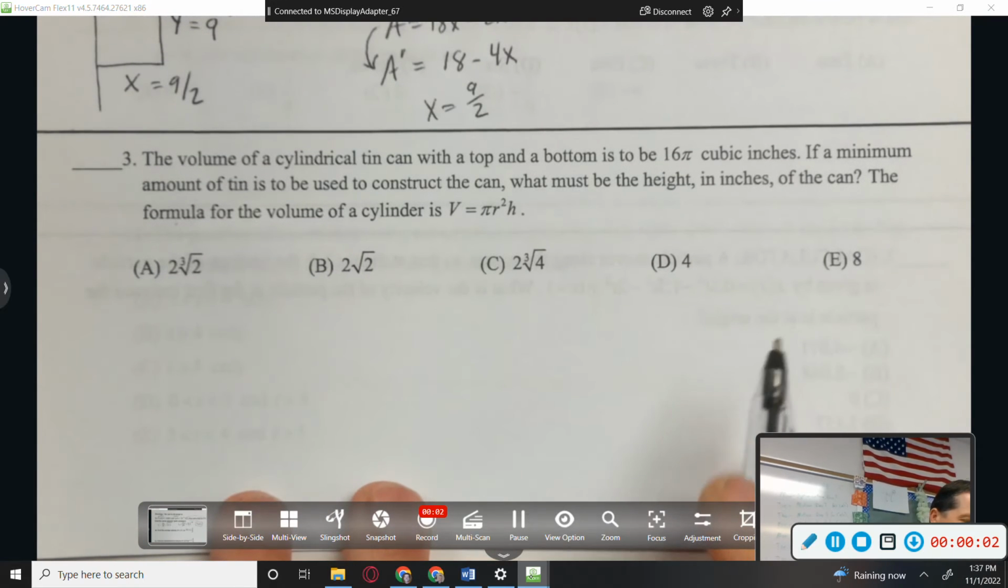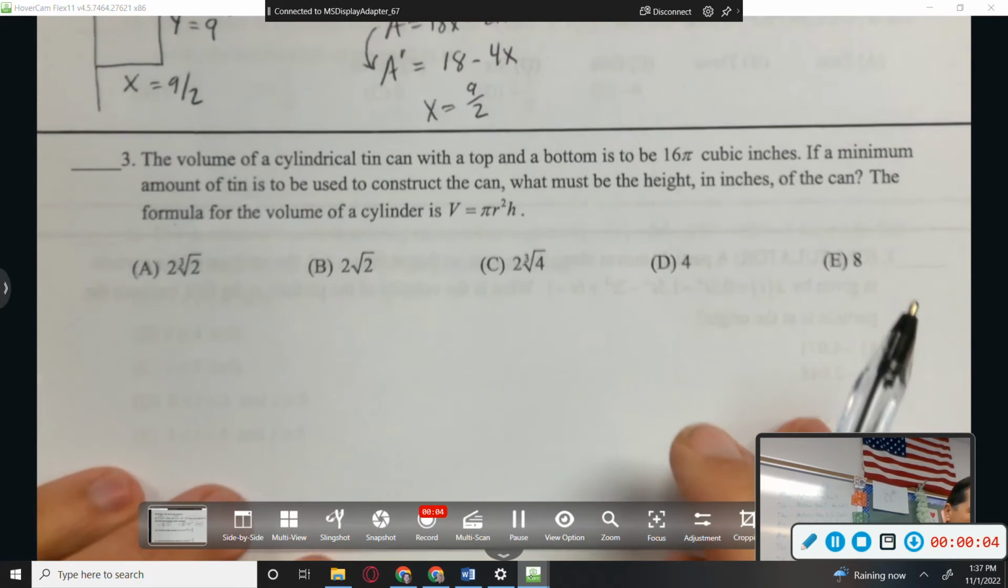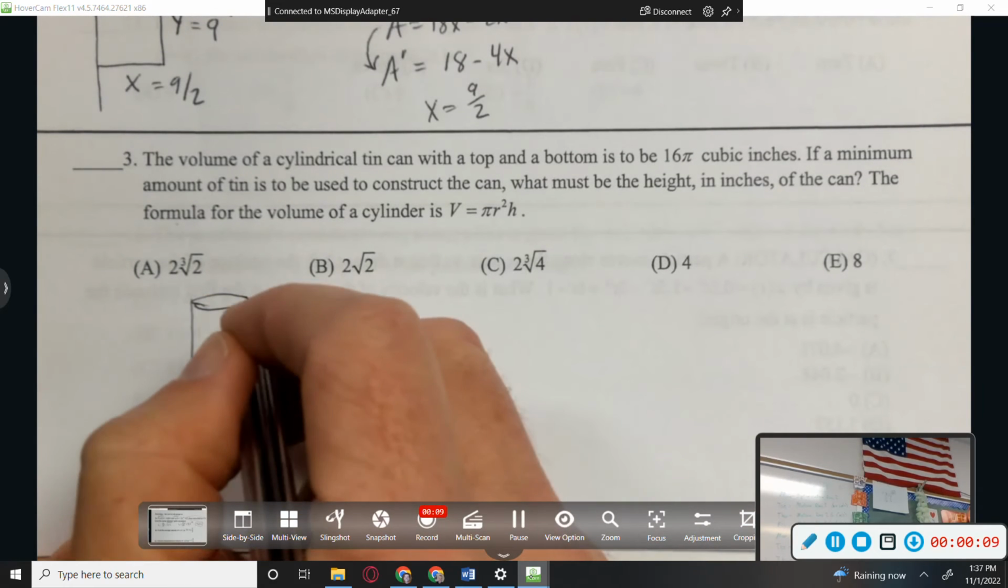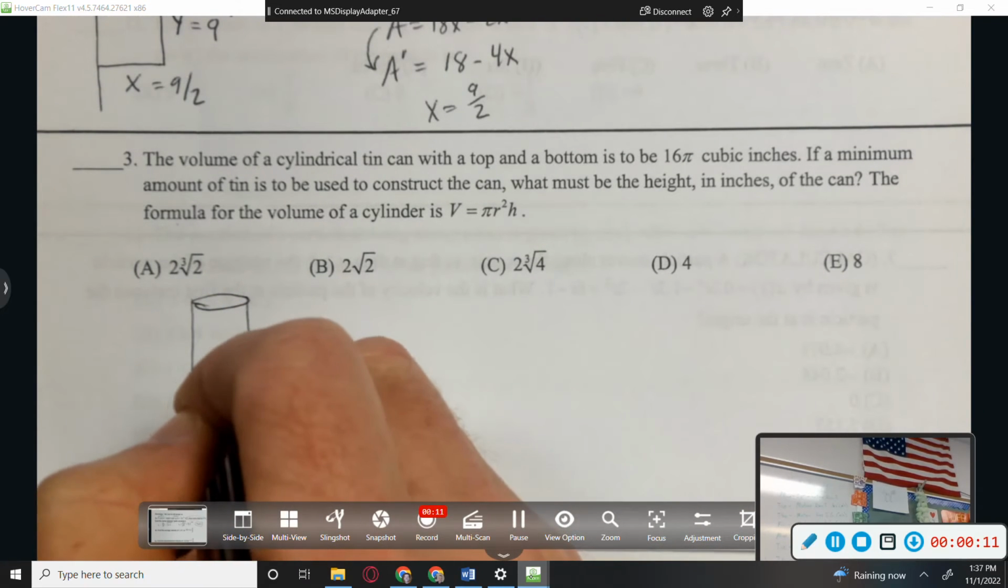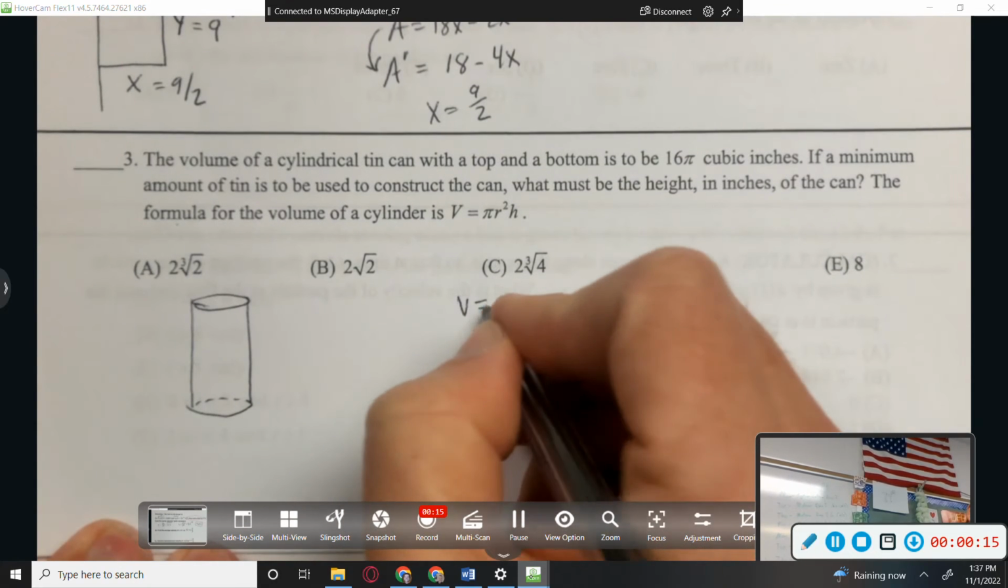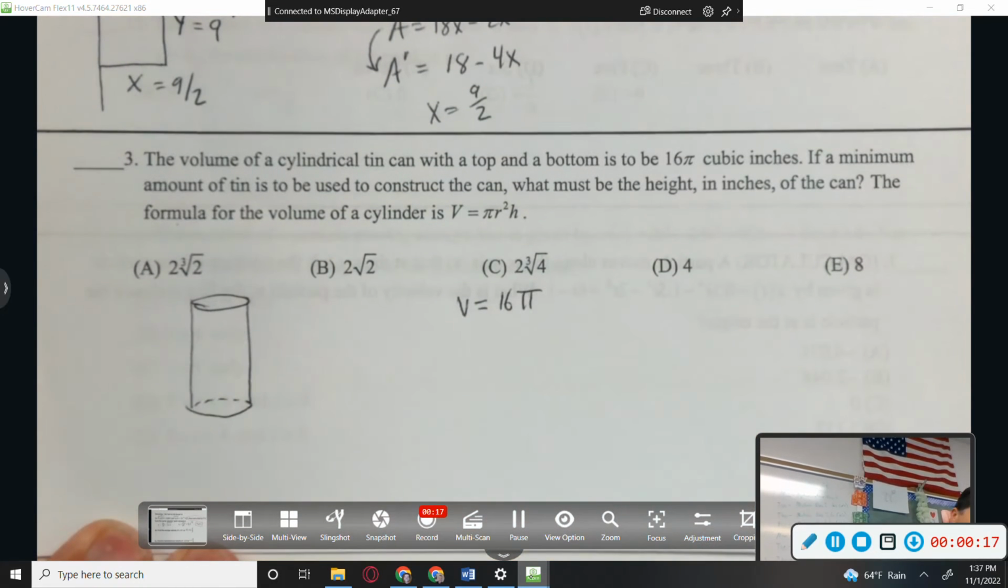Volume of a cylindrical tin can with a top and a bottom. So pi r squared on the top and pi r squared on the bottom is to be 16 pi cubic inches. A minimum amount of tin is to be used to construct the can. What must the height of the can be?